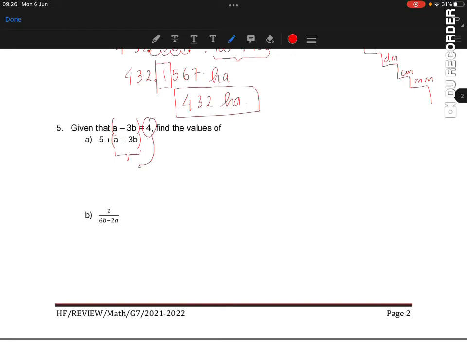Input it as a 4. So 5 plus 4, it's going to be 9. Miss, why is it 5 here? You just need to copy and paste, right? So 5 plus 4 equals 9. It's easy for 5a, but move on to 5b now.